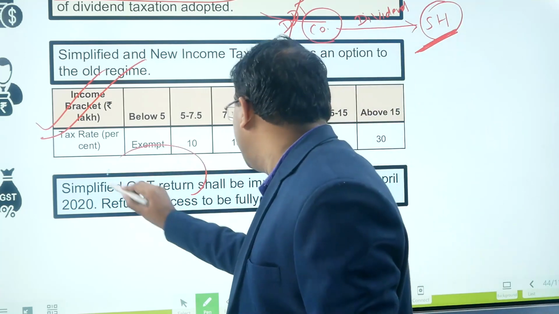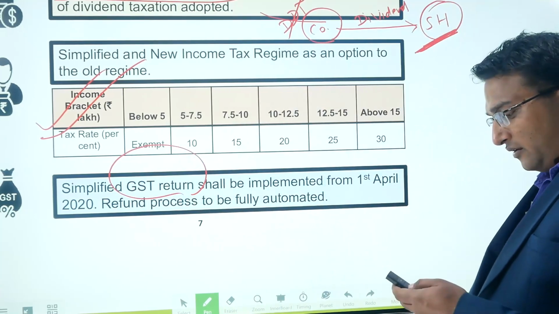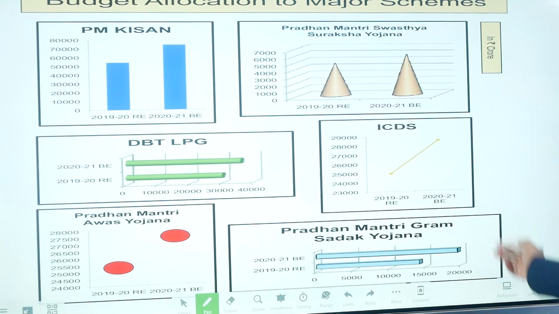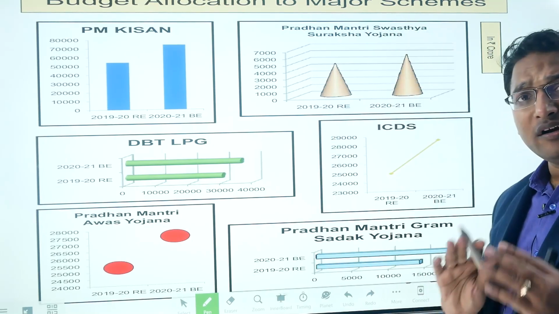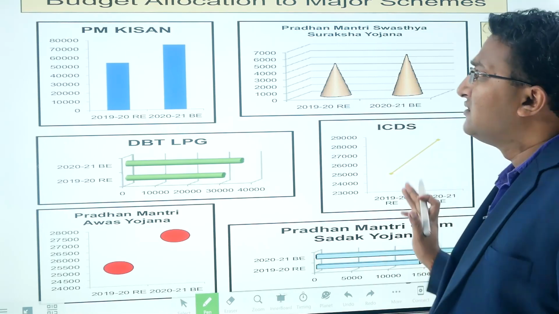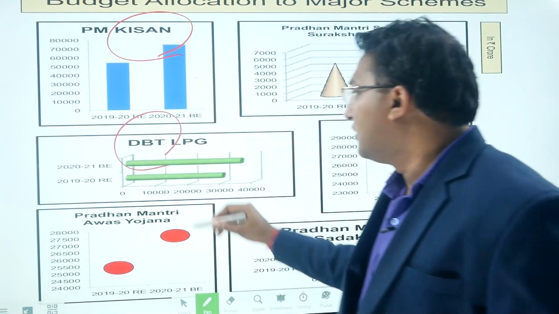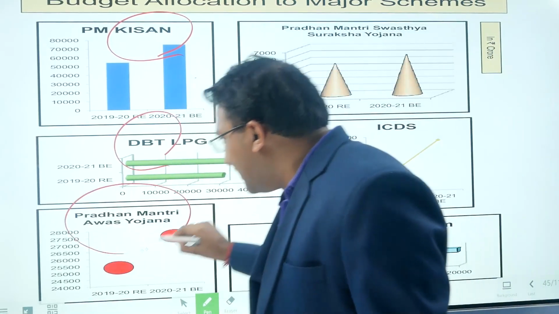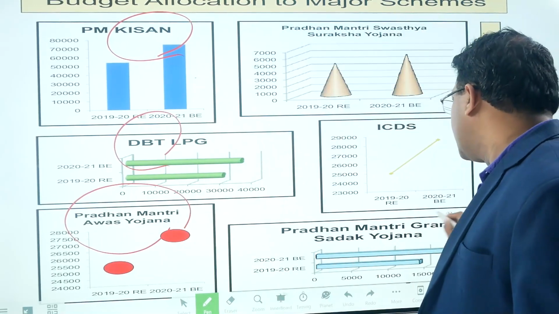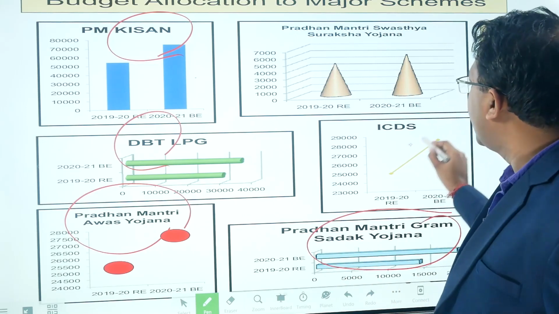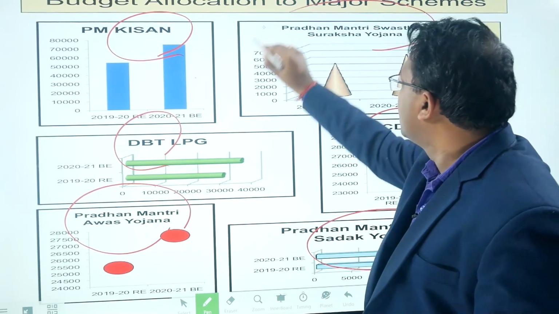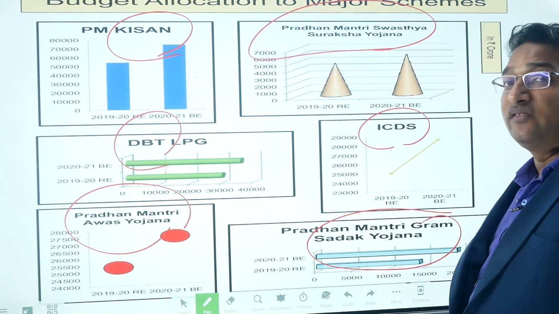Simplified GST return shall be implemented from 1st of April. We already saw that. These are the budget allocations to major schemes. You do not need to remember the figures. Just see which schemes have been given and go to your study material, cover these schemes, the basic features, because there are chances that in the examination they can ask the basic features of these schemes.